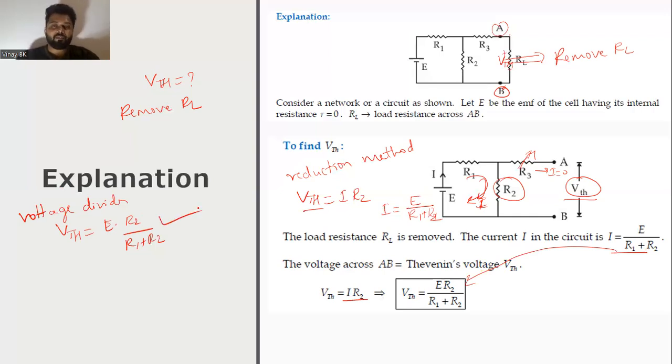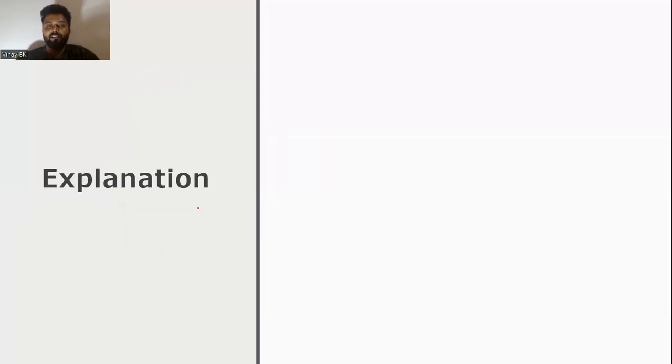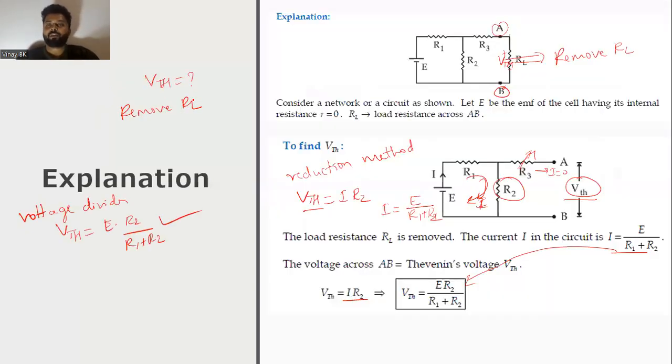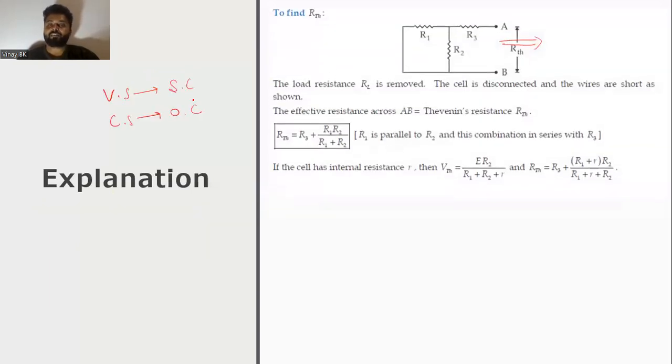My suggestion is to write the simplified network. So you can use maximum or you can use minimum steps to simplify the network to find the value of VTH. So now to find the value of RTH, what you're doing, you're removing the load resistor. Then if there is any voltage source, that should be replaced by short circuit. If there is any current source, that will be replaced by open circuit. So in this example, we'll be having only one voltage source, hence that E is replaced by short circuit.